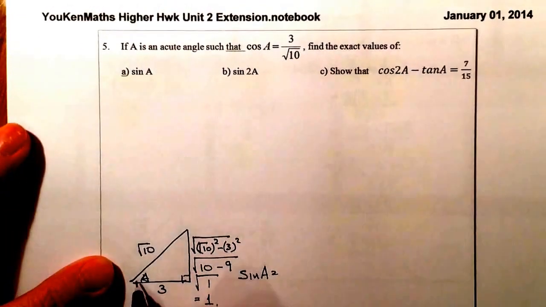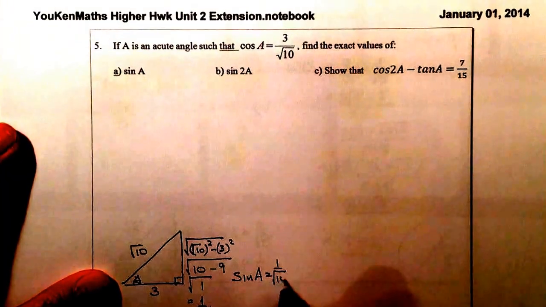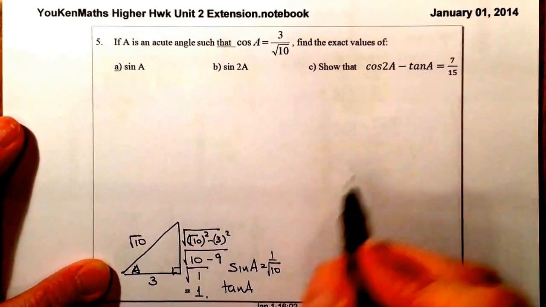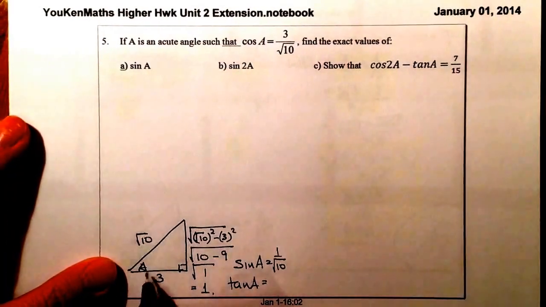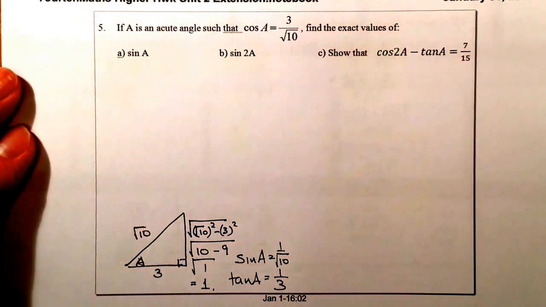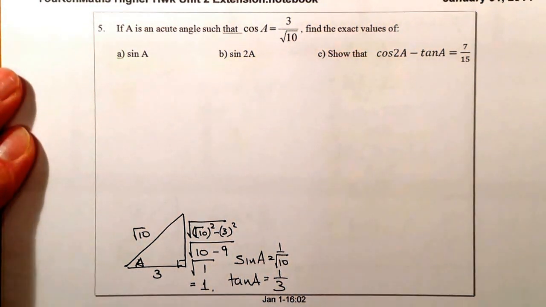is going to be equal to opposite over hypotenuse, which will be 1 over root 10, and tan A, if I need that when I work it out, which I will do in that part there, and tan is going to be 1 over 3. So that's me got some of the bits of information that I may need to work out this question. Right, let's go for it.